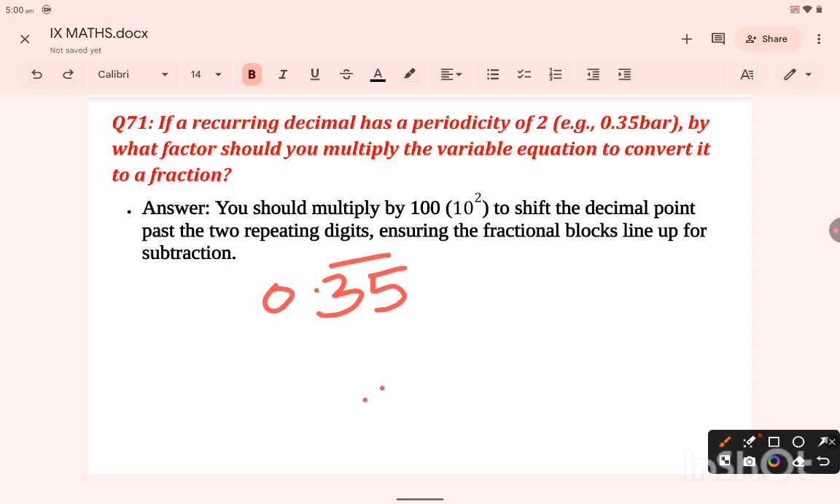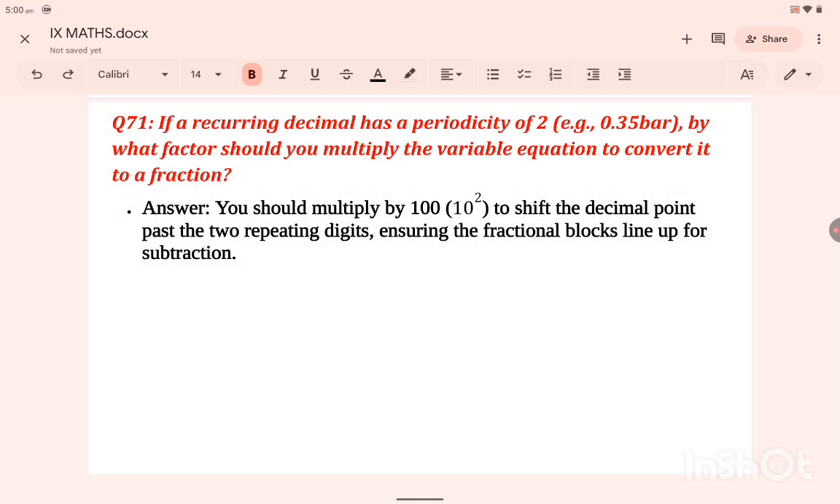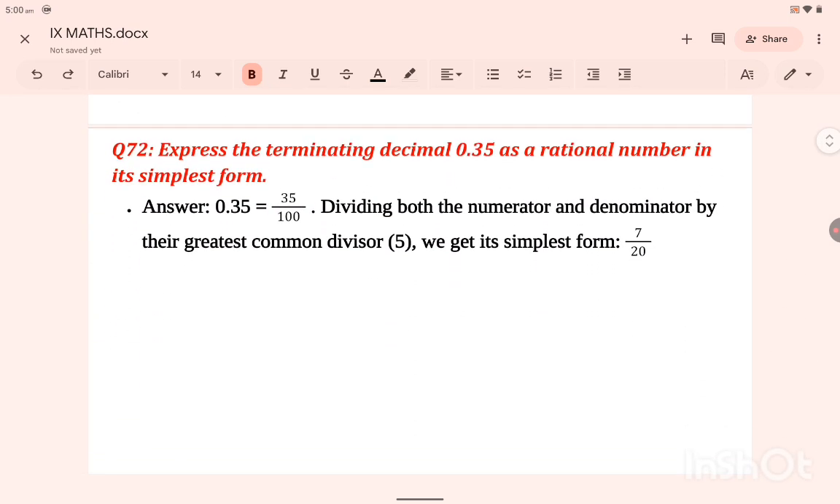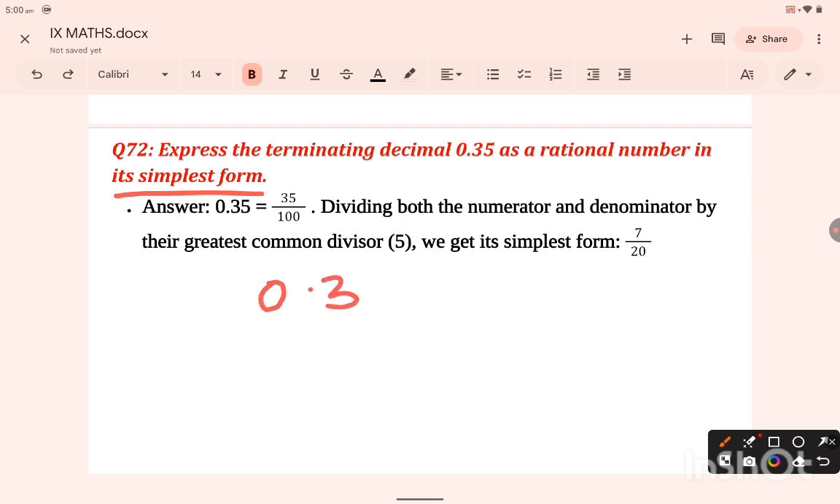Now question number 72. Express the terminating decimal 0.35 as a rational number in its simplest form. 0.35 is given here. Now we should express this fraction in rational form, that is in p by q form.